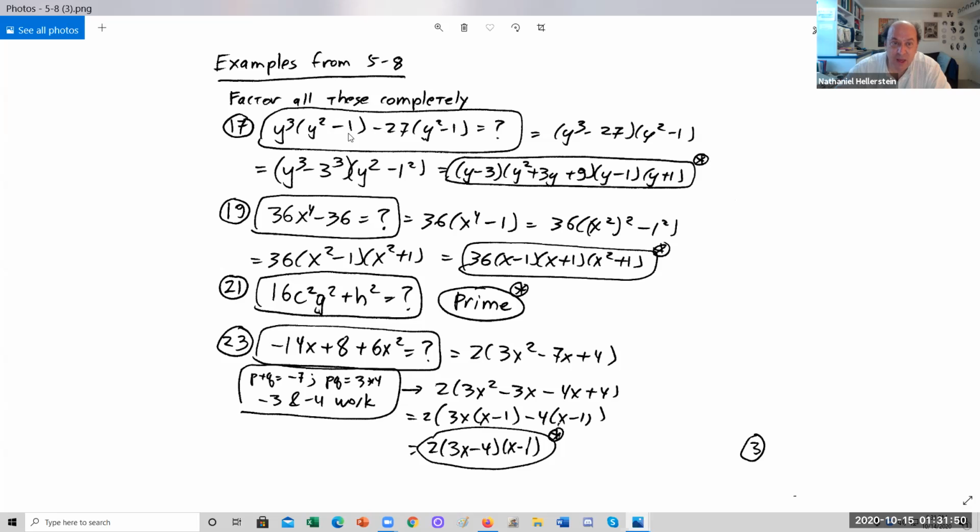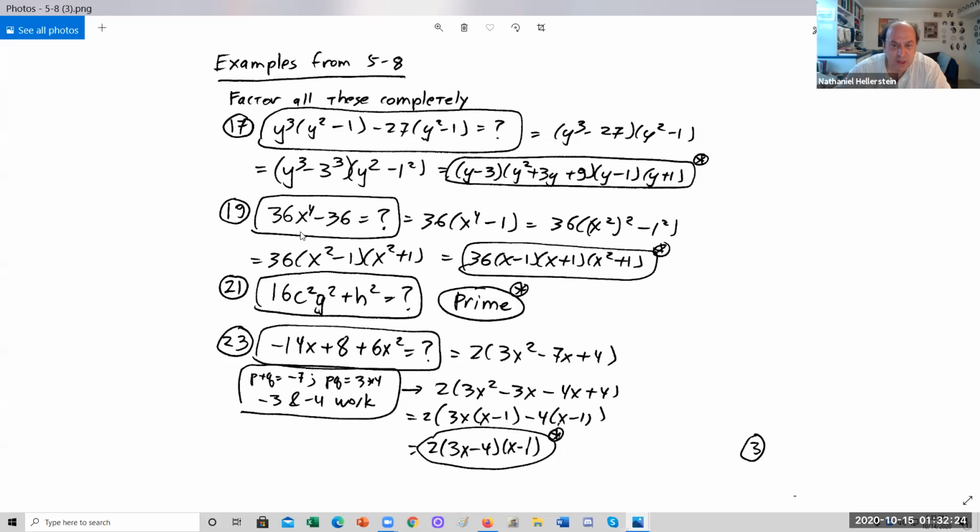All right, now, these obviously have a common factor of y squared minus 1. That'll be times y cubed minus 27. Okay, now 27 is 3 cubed, so we have y cubed minus 3 cubed times y squared minus 1 squared. Now, difference of cubes, it'll be a difference, y minus 3 times square plus product plus square, y squared plus 3y plus 9. Here's a difference of squares, and that factors into difference times sum, y minus 1 times y plus 1. So this is the factorization.